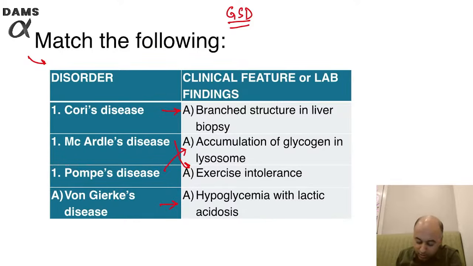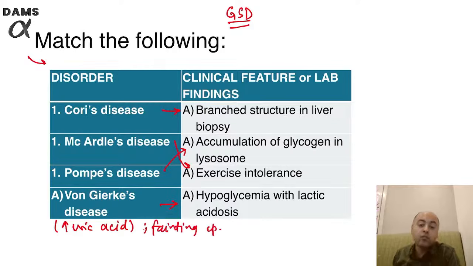For von Gierke's disease, you should also remember that there is an increased level of uric acid. Uric acid values are quite high, and the fainting episode. Fainting episode is another characteristic feature in von Gierke's disease. Sometimes the presentation may be described as doll-like facies of the patient. For the patient, this term doll-like facies is provided.